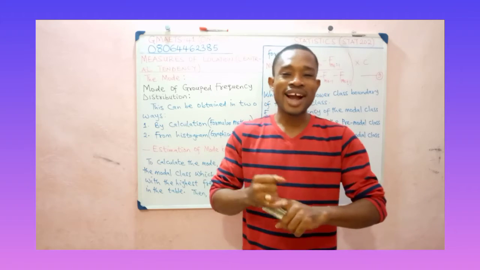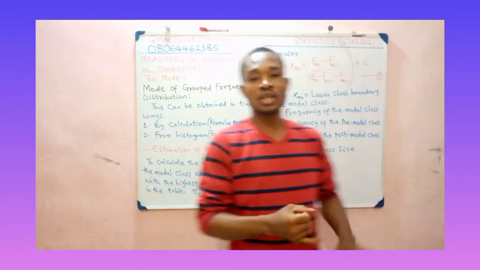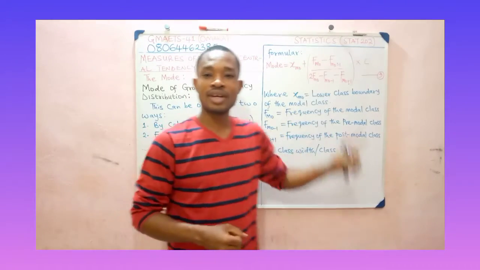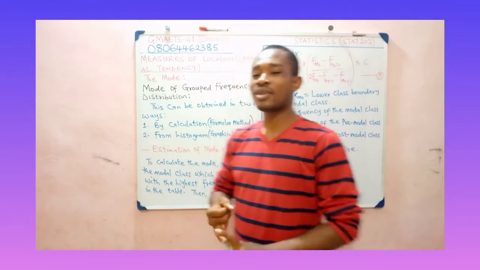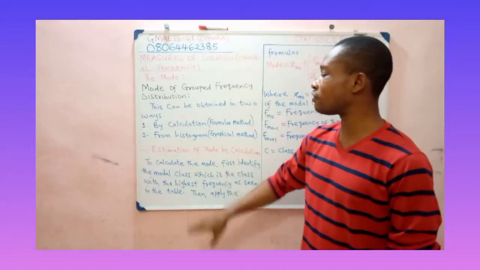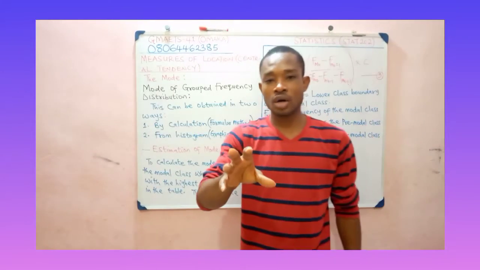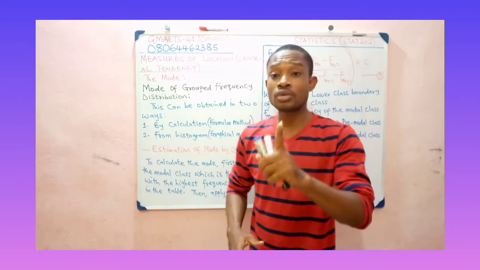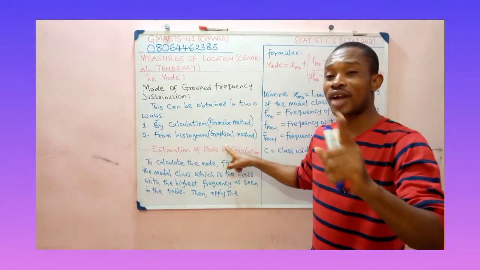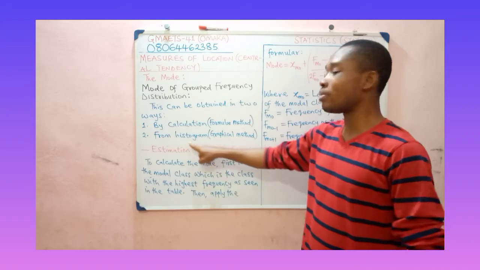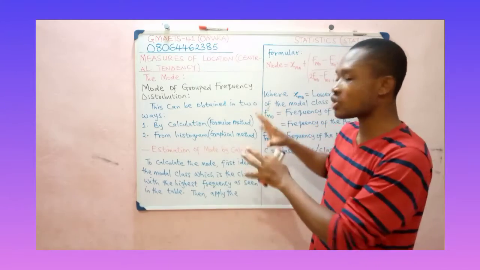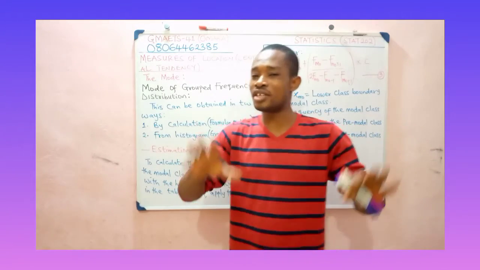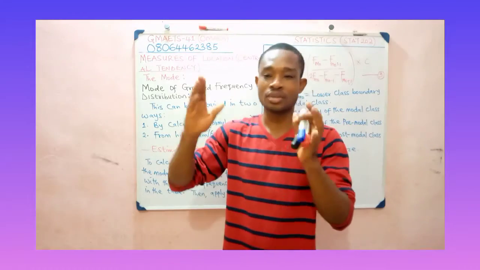One of the methods is by calculation, where you use the formula. Of course, you see the formula on the board here. And then the second is the graphical method, where we make use of the histogram. You would recall that under statistical tools used for data analysis, we already have dealt with how to obtain the mode from histogram. Is that okay? So our focus here is going to be how to obtain the mode by calculation method.